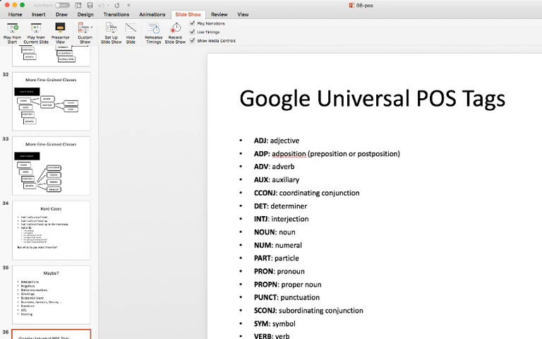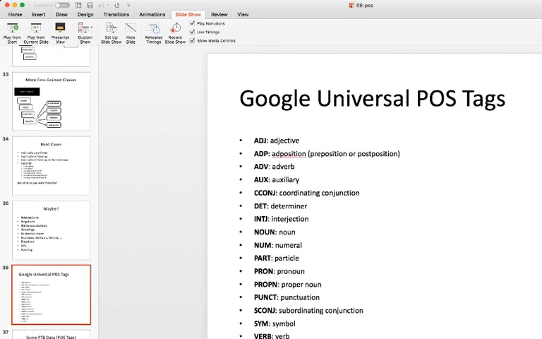So how many parts of speech are there? People disagreed. So Google came along and decided that they would legislate the number of parts of speech. These are the Google Universal POS tags that are used in the Google Universal Dependency Treebanks. Some of these are concerning, like particle, which is just a grab bag category, and X, which is also a grab bag category. So you don't know which grab bag category to stick your exceptional items in.